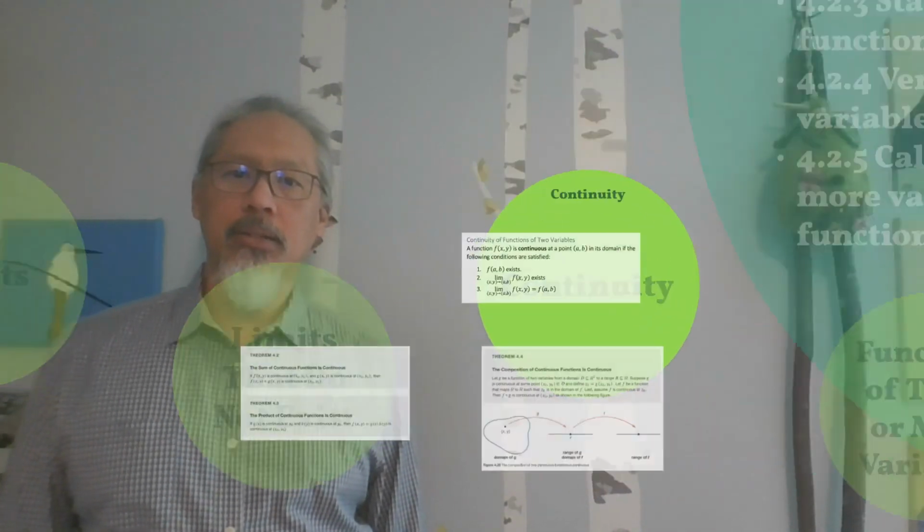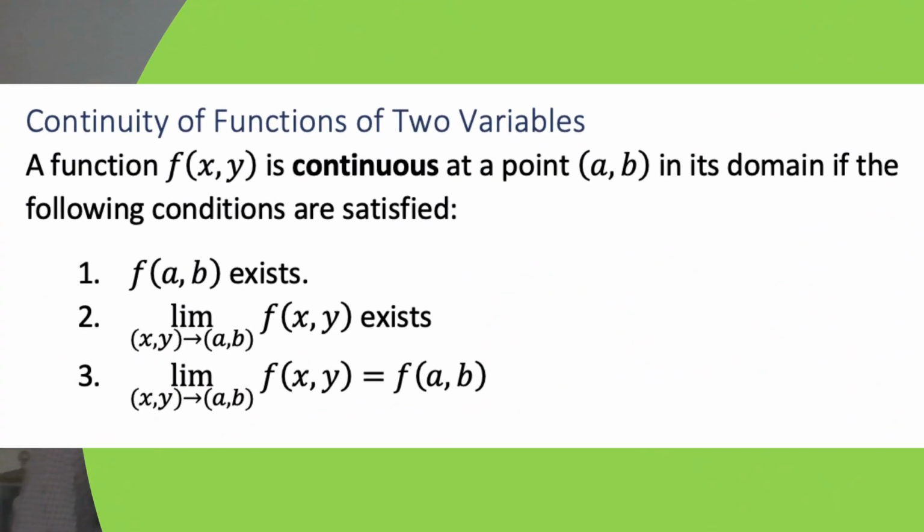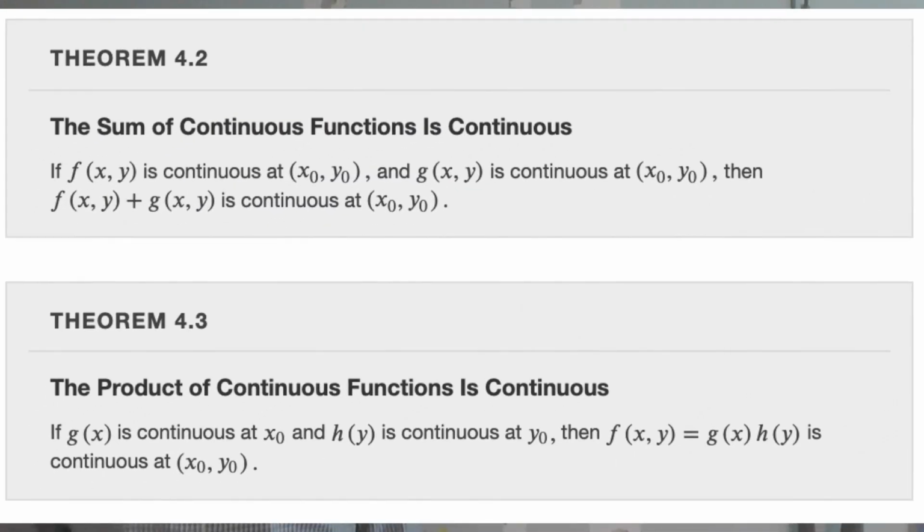Next, we're going to study continuity. The idea behind continuity is the same as it was back in calculus 1. We want to make sure that the function exists, that the limit exists, and that the limit is equal to the function. We're also going to find shortcuts for determining whether a function is continuous by using more or less the same rules that we use for limits.